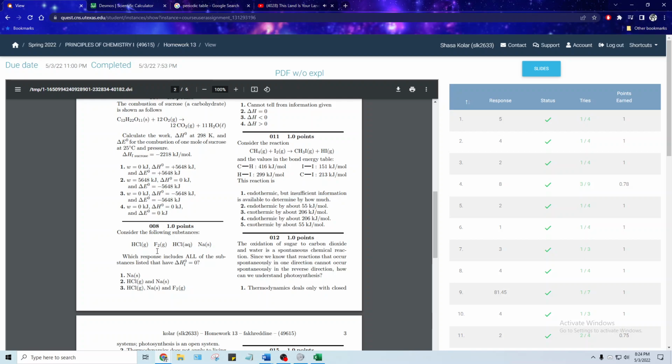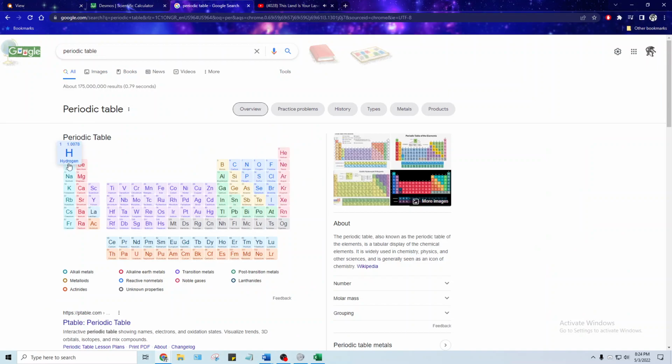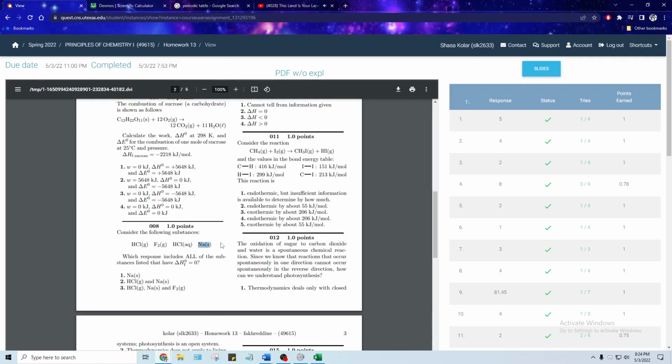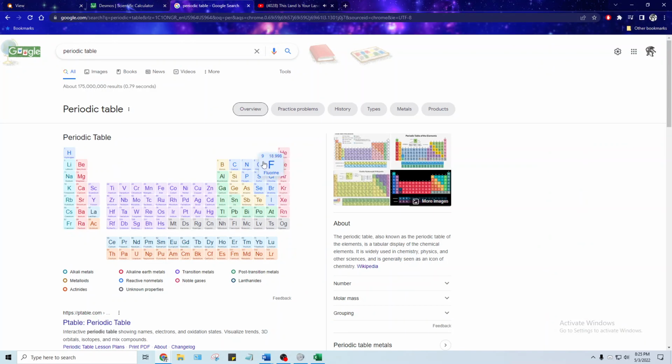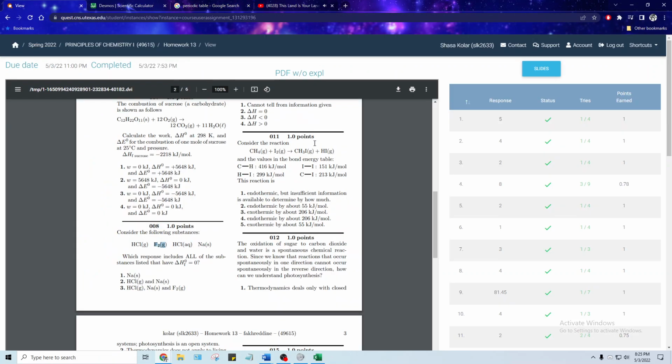So there's only 2 of these which are in their elemental form. So remember, Na is a metal. With the exception of hydrogen, these are all metals, and these are all solid at room temperature, 1 atmosphere. So it has to be solid. If it's not solid, it's not going to have a heat of formation of 0. Fluorine is a gas, and that's the way it is naturally. So it's Na and F2.